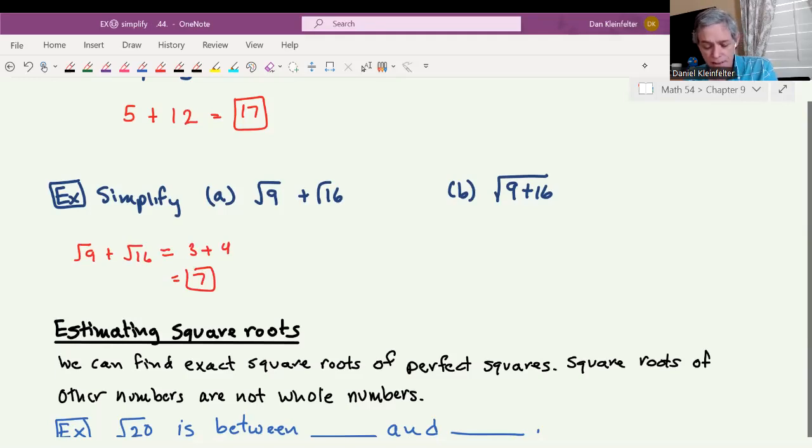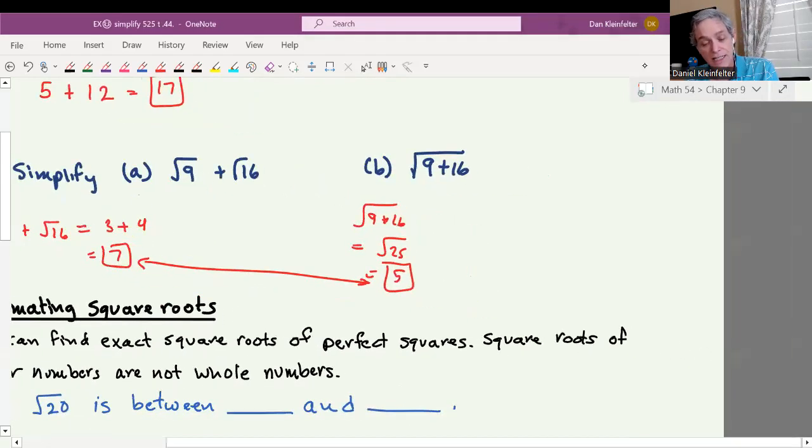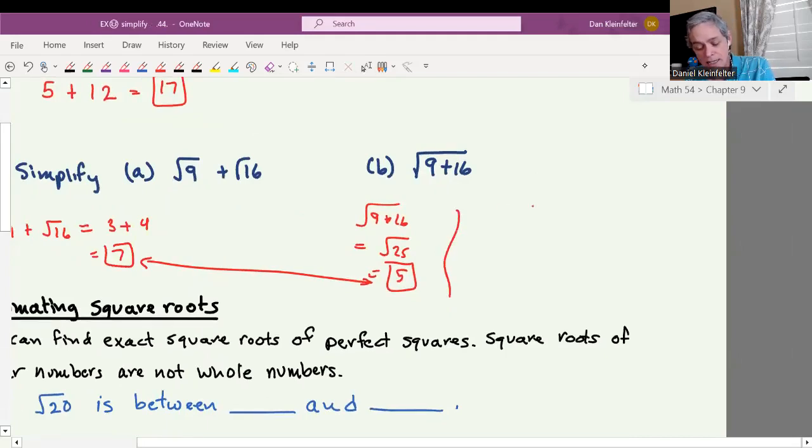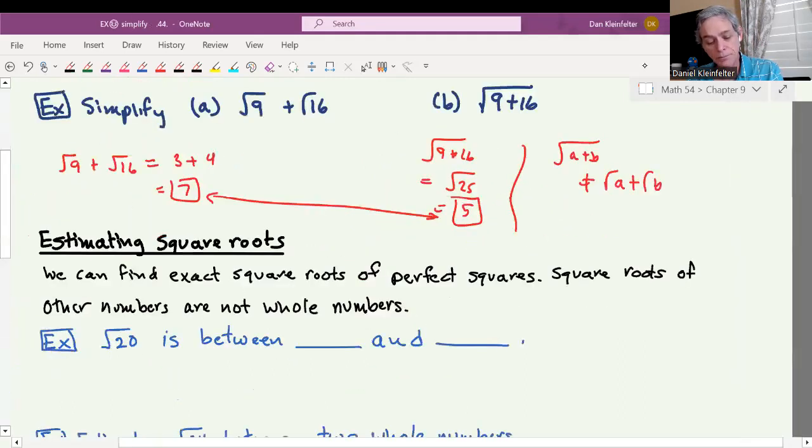The square root of 9 plus 16, on the other hand, is the square root of, well, 9 plus 16 is 25, and the square root of 25 is 5. So you'll notice here 5 and 7 are not the same, of course. What this example illustrates in general is that the square root of a plus b is not in general the same as the square root of a plus the square root of b. You can't just break up a radical across an addition sign.